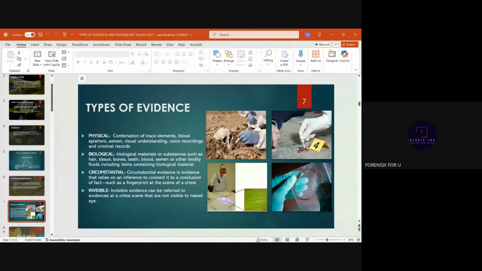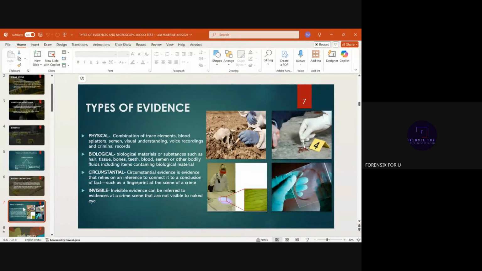Biological evidence is anything which comes from a living organism. Botanical evidence or pollens are also biological evidence. Animal hairs are also biological evidence. Human sources like blood, hair, semen, saliva, urine, and sweat all fall under biological evidence. Even bones, tissues and teeth are biological evidence. Now, circumstantial evidence is evidence that relies on an inference to connect it to the conclusion. So basically, a fingerprint is regarded as circumstantial evidence because a fingerprint in itself is not giving you an indication.